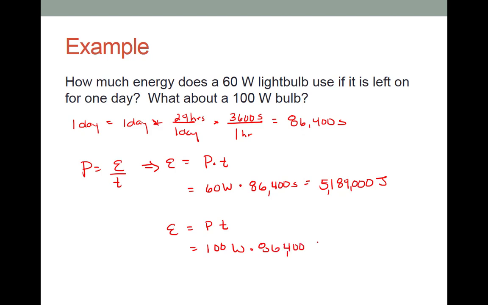On the other hand, we look at the 100-watt light bulb, 100 watts times 86,400 seconds. Well, that one is 8,640,000 joules of energy. So the 100-watt light bulb uses more energy, which hopefully makes sense, because it's a brighter bulb, therefore it has to be using more to produce more light.